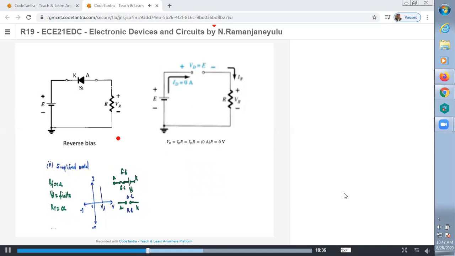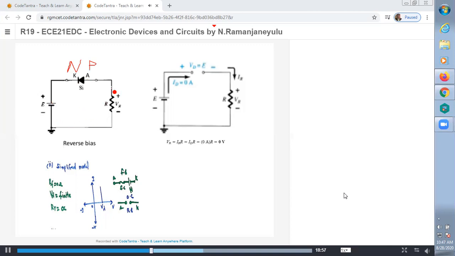Now consider the reverse bias. Observe it, this is the anode terminal. Anode means that is nothing but a P. And this is a cathode. Cathode means N. Now what happened here? Observe the potential. Now the cathode is connected to the positive terminal of the battery. The anode is connected to the negative terminal of the battery.